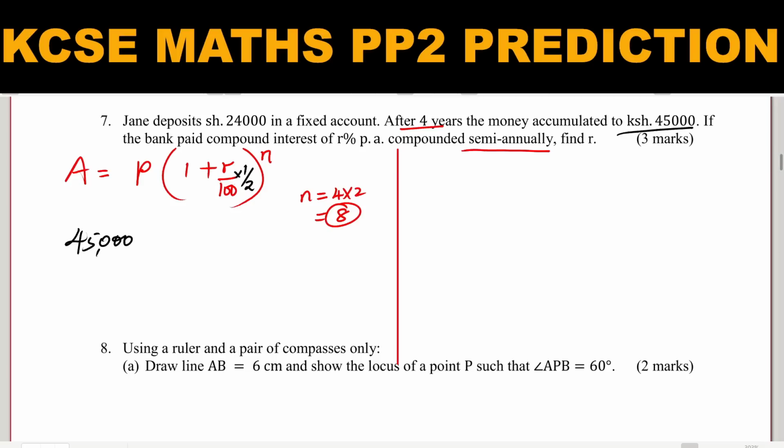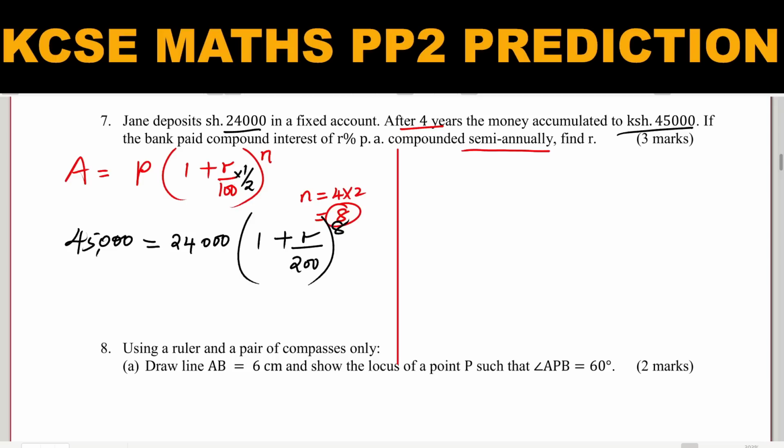45,000 is equals to the amount deposited, the principal will be 24,000, and then 1 plus the rate will be rate divided by, you multiply this by half, you get 200, and then the period, we said that will be raised to power 8. So that is the most important thing you're supposed to do. So the rate, check the rate semi-annually, you multiply that by half, and then the period, 4 years, because semi-annually there will be 8 periods, 4 times 2.